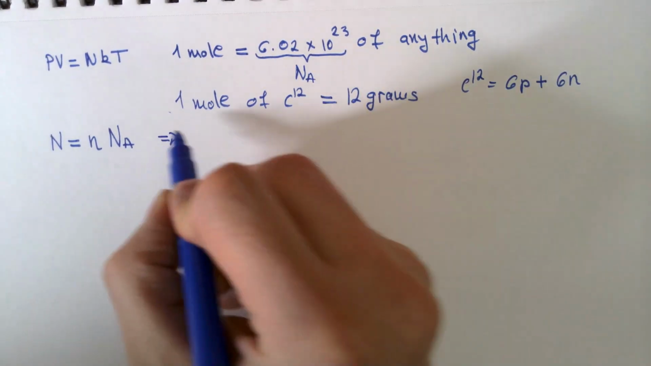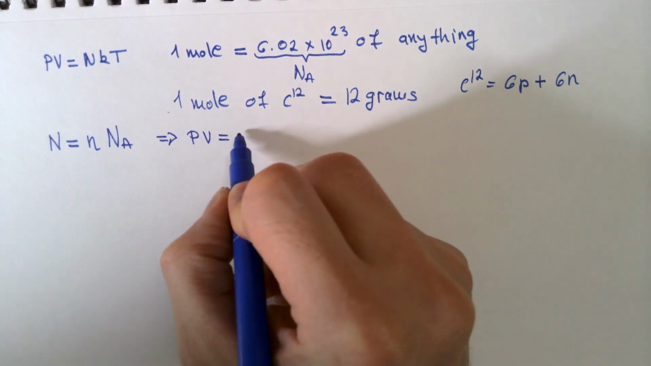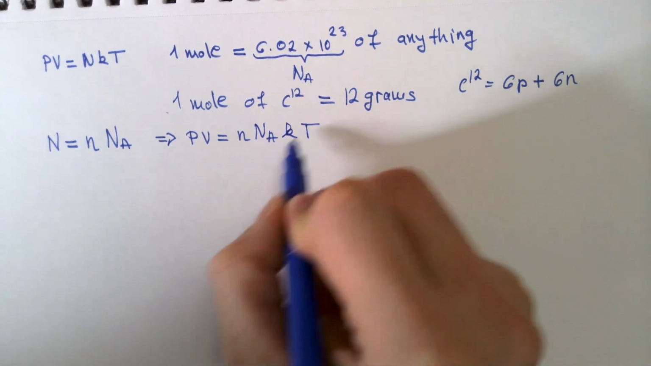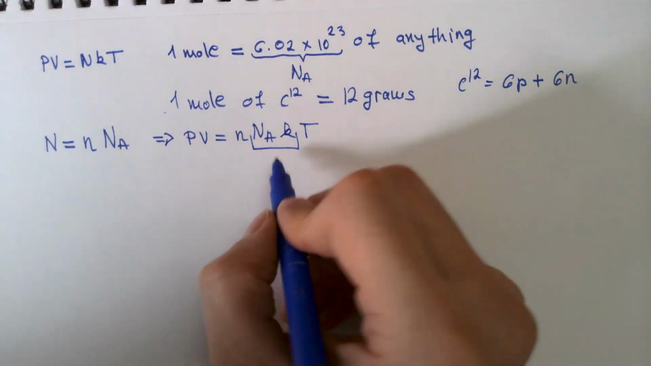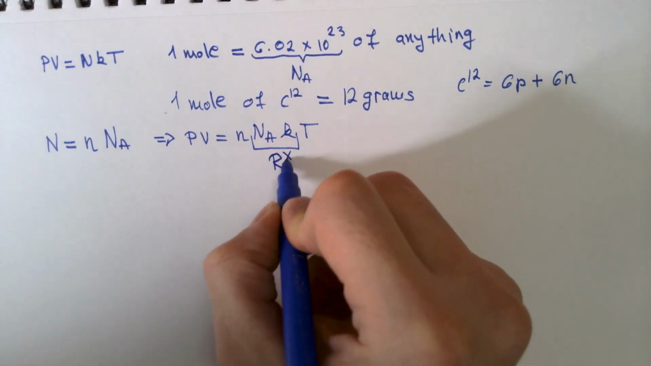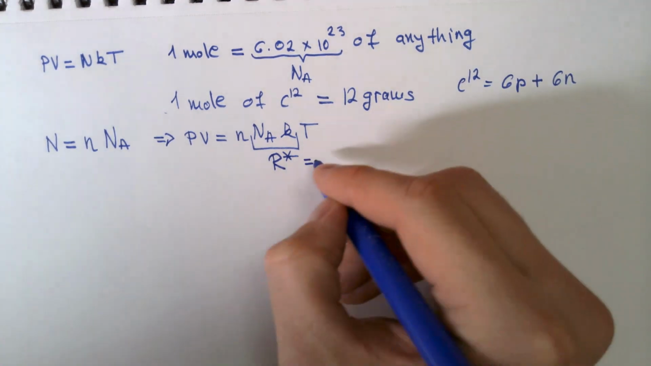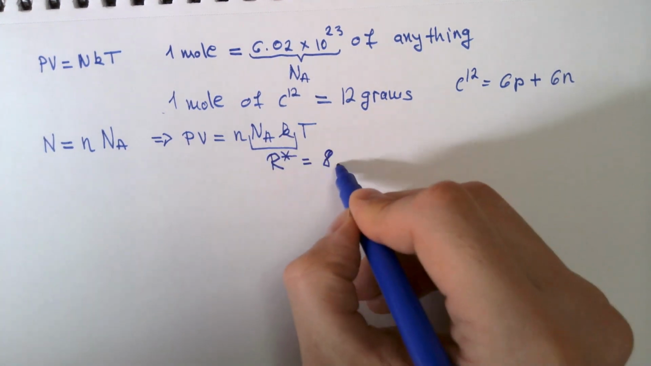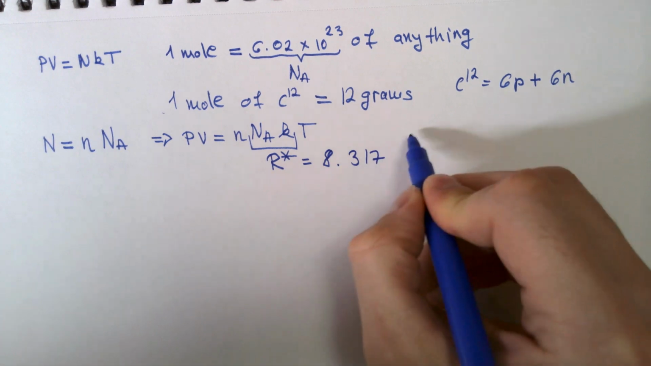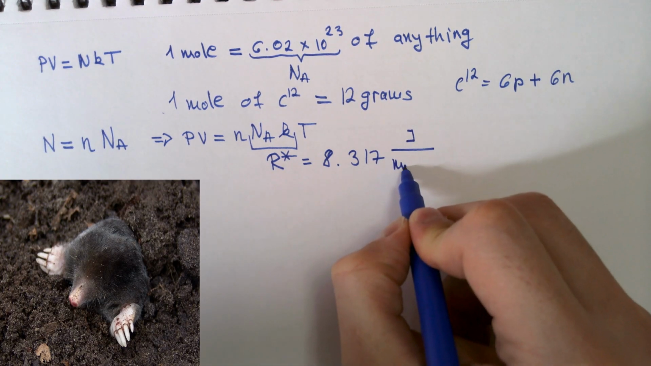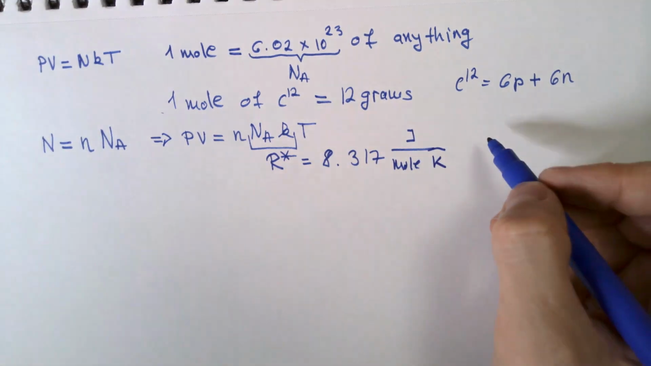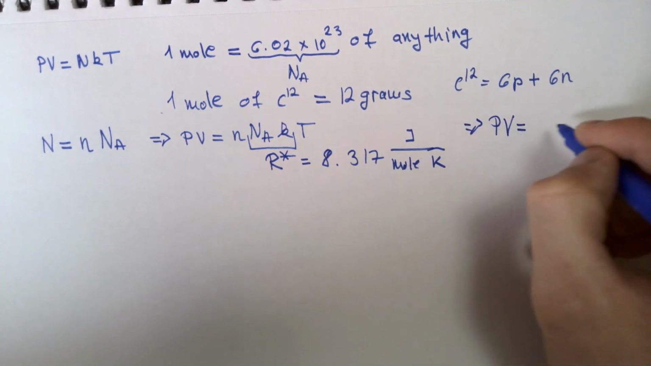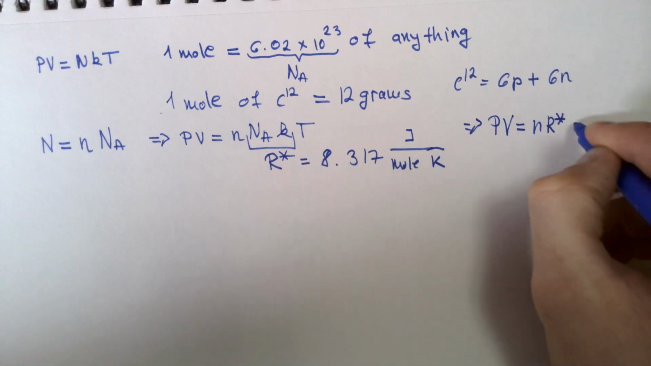Well, that means that our equation of state becomes, instead of N, I write n NA times k times T. But both of these are now constants, and we call this another constant, usually R star, and that is called the universal gas constant, and the value is just multiplying these two numbers, 8.317 joule per mole per Kelvin. And consequently, the equation of state becomes PV is equal to n R star T.